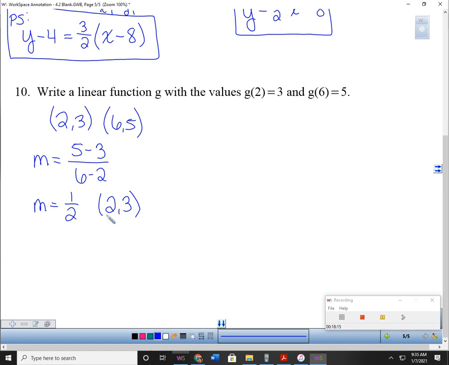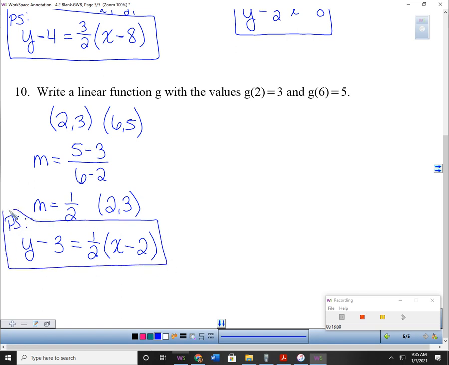So remember, this represents x1 and y1. So y minus, and then you're going to subtract that y value, 3, equals slope times x minus your x value. Do you have anything to simplify here as far as like double negatives or where you have a 0? No. So this is your point slope form. I'm just going to write this up here so we can manipulate it.